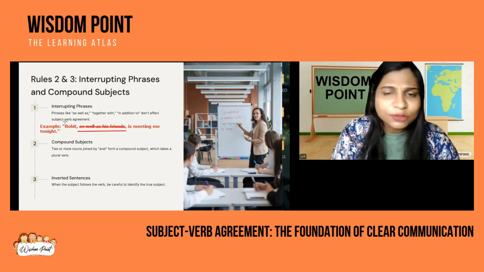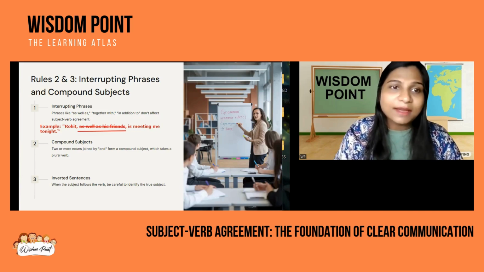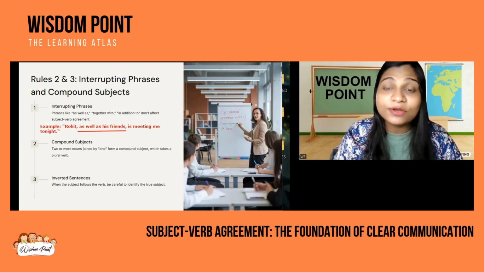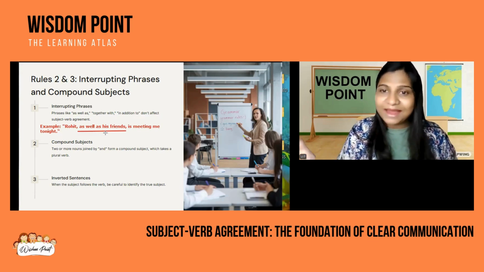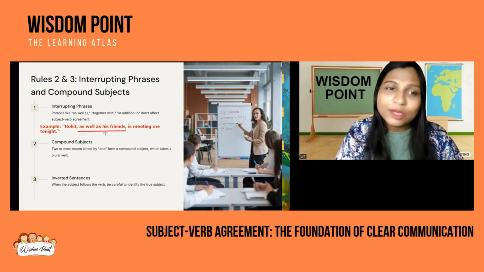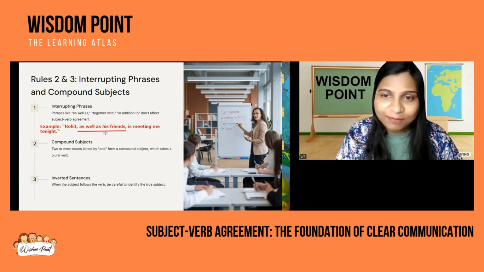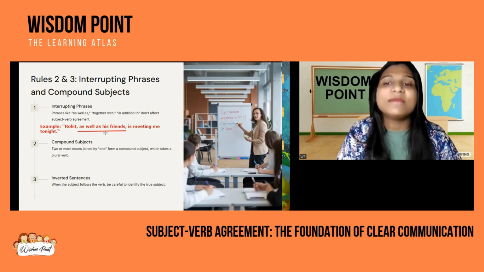Rohit is meeting me tonight. It makes sense, isn't it? But if you have this, as well as friends, that is going to create a problem. So students might feel that the subject is plural because Rohit plus his friends. But this way, you'll definitely get the right subject if you're using this technique. Okay, that is interrupting phrase. You can remove that. Anything between two commas, eliminate that mentally.